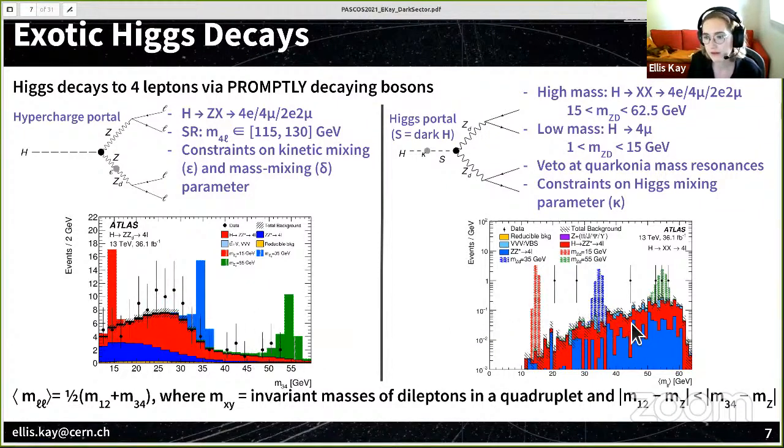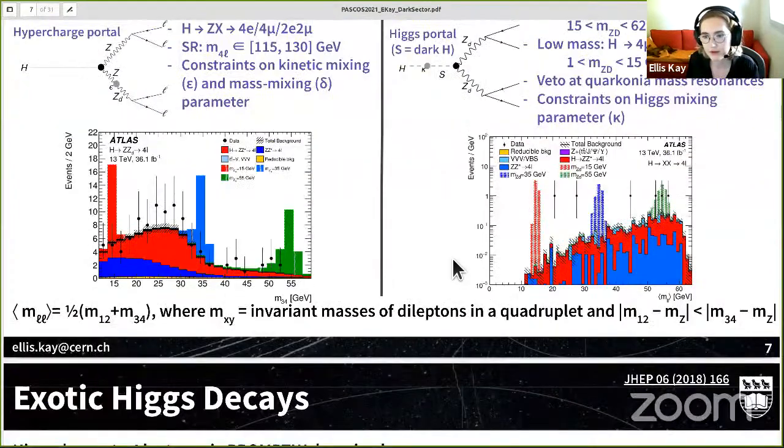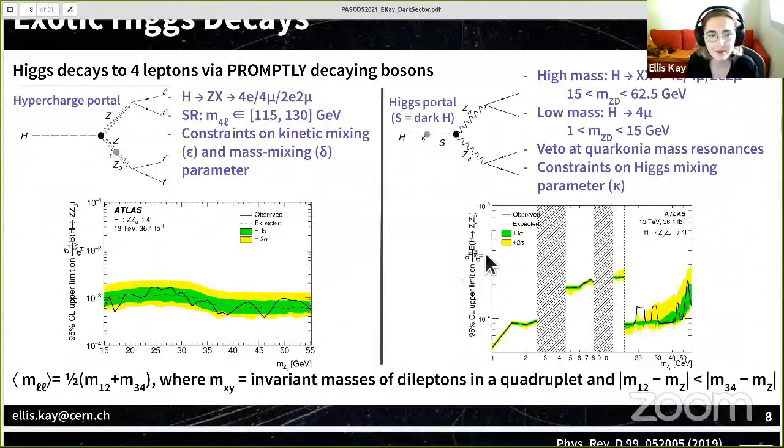And then on the right is a similar plot for the Higgs portal case. But this time, instead of just looking at the subleading dilepton, we have a mass which is averaged over the 2 dileptons. And you can see that there are very few events surviving the selection here. And I'll just show, again, we don't see any excess. Oh, I think my slides are frozen. There you go. Over the standard model, but we set constraints on the branching fraction of the Higgs to the Zs and the mass of the dark Z.